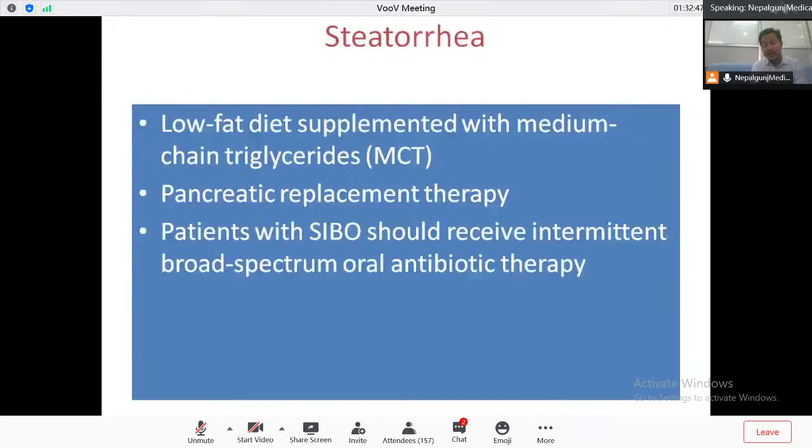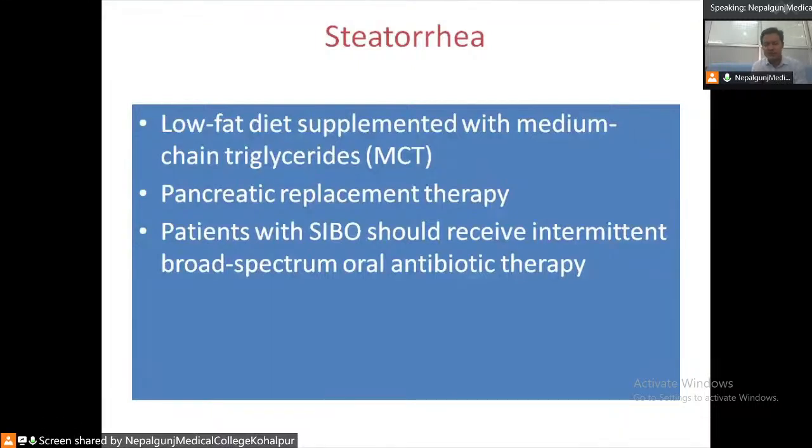Medium chain triglycerides are also given in the form of keto, you know, the term keto diet. The group of patients, women who want to reduce weight, also take this medium chain triglyceride oil. Okay, medium chain triglyceride. Other is pancreatic replacement therapy. Some of these patients may have pancreatic enzyme deficiency, so pancreatic enzyme can be given.